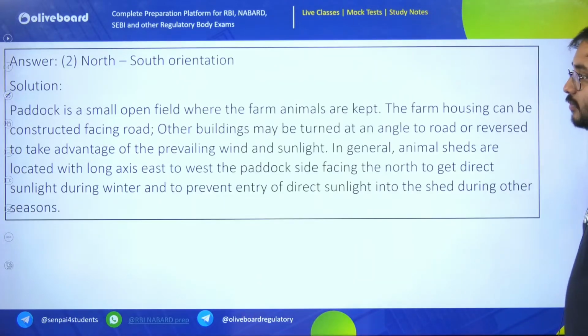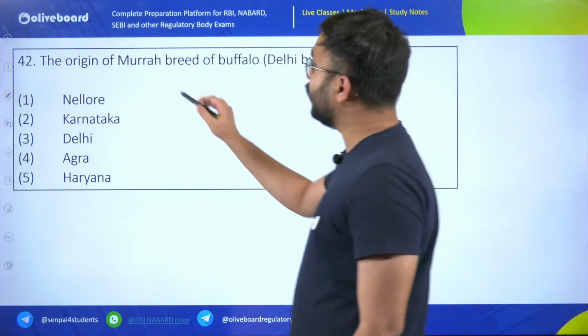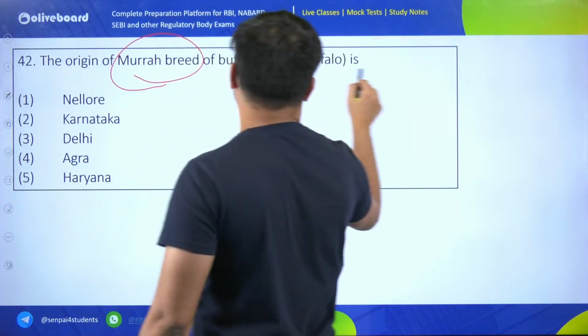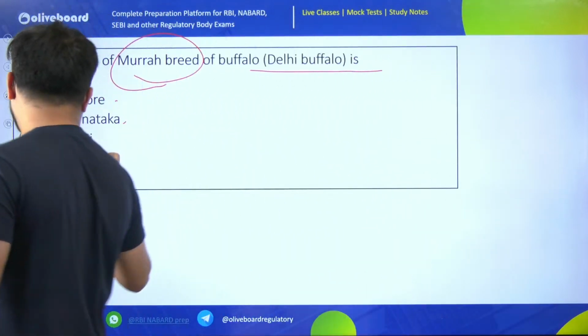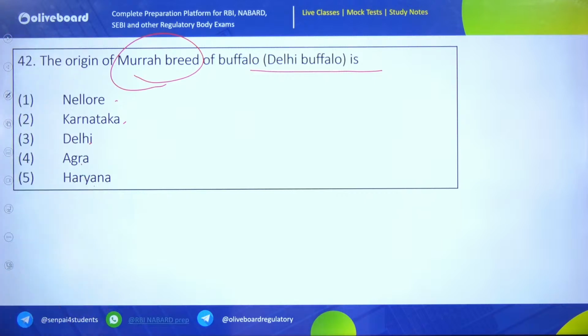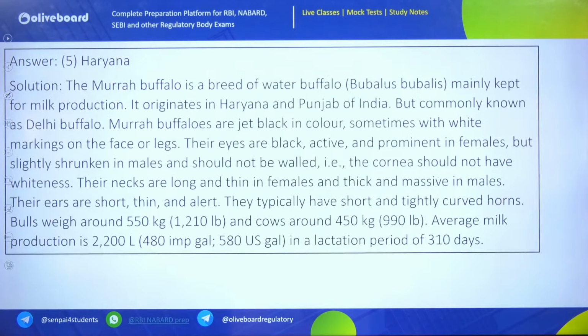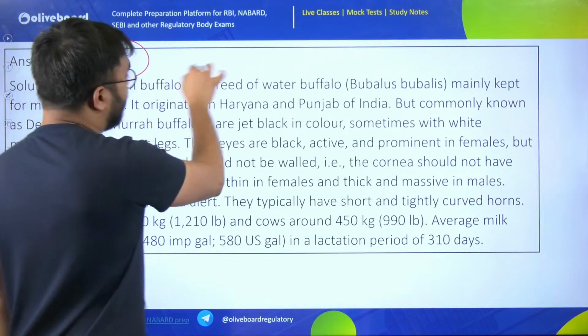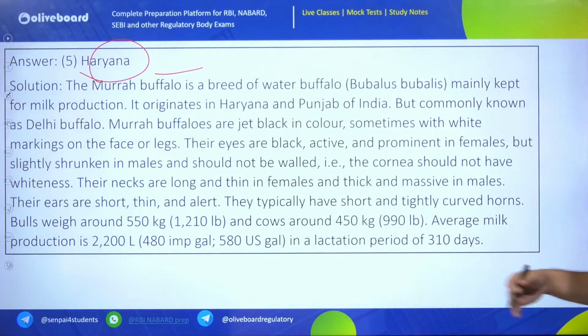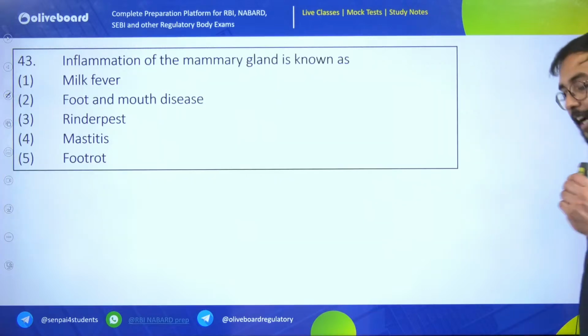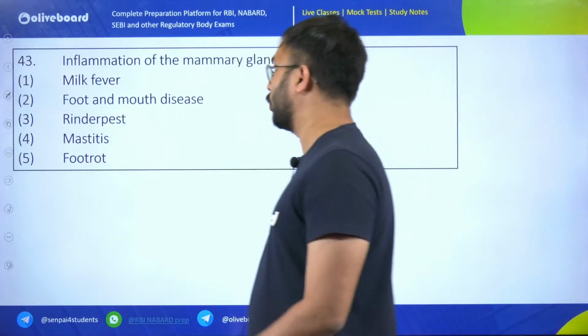Next, the origin of the Murrah breed of buffalo, that is the Delhi buffalo, is from which region? Nellore, Karnataka, Delhi, Agra and Haryana. So Nellore, Karnataka you can delete. Okay, Delhi, Agra, Haryana, from where? Haryana it belongs to. Don't get confused that the name of the buffalo is Delhi, so the answer will also be Delhi. Sometimes such misleading hints could be there in the question.